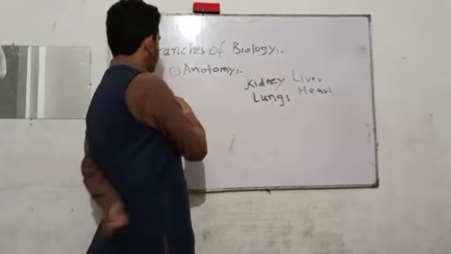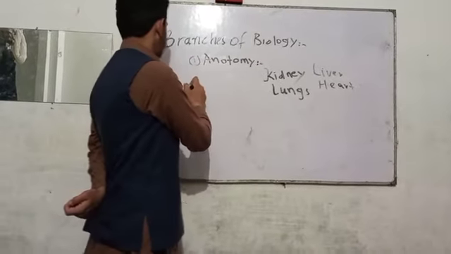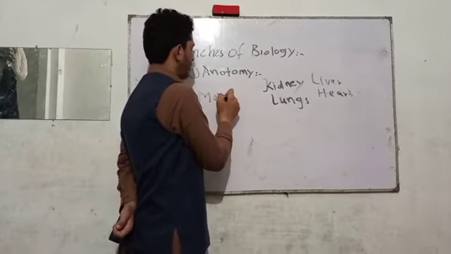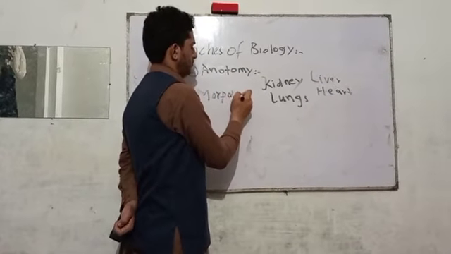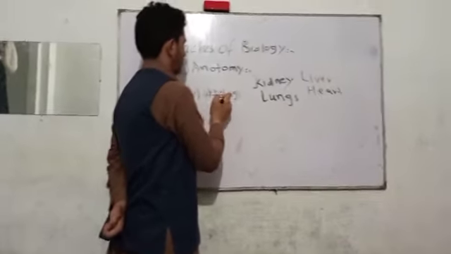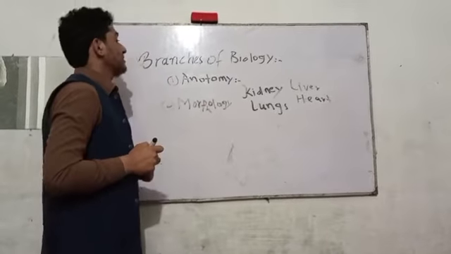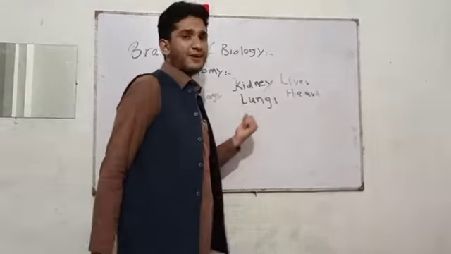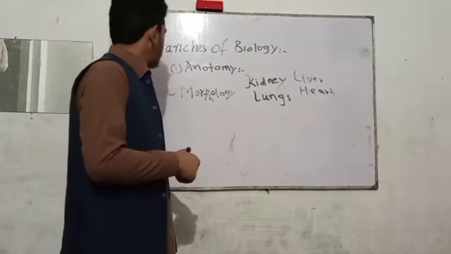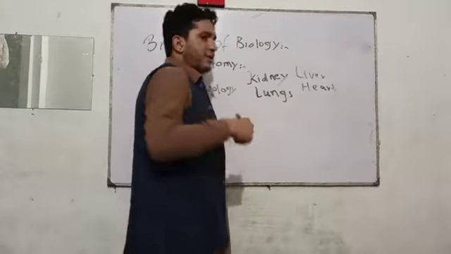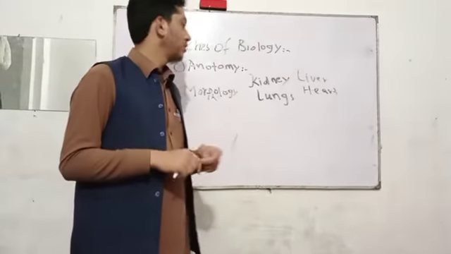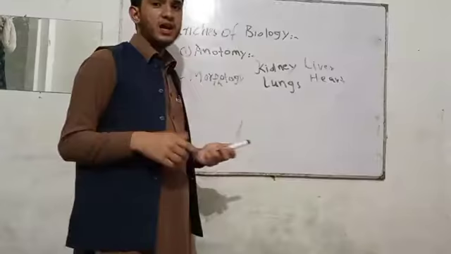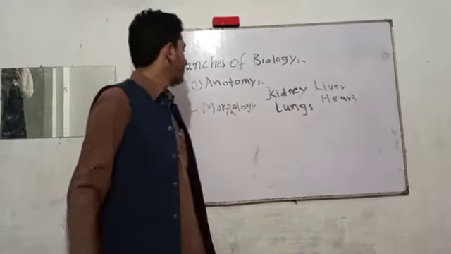Number 2, related to anatomy, morphology is the second branch of modern biology. Morphology is the study of the structure of living organisms, maybe external or internal. For example, if you are studying our skin, our hair, etc., it will be morphology.